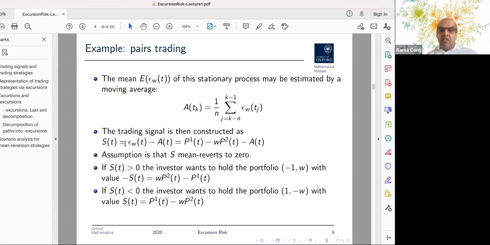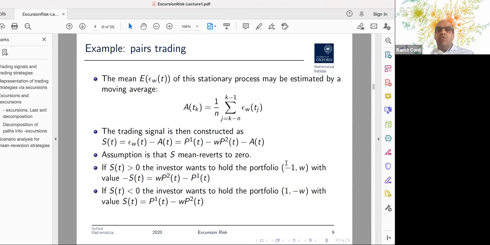And then from then on, it's exactly what I was saying. If this signal is above zero, you expect it to go to zero. So if you hold the position which gains from this forecast, then that's a good strategy. And if it's below zero, you expect it to go up to zero. So you do the following. If the signal is positive, you try to profit from the expected mean reversion to zero, so you want to short this portfolio P1 minus WP2. So you want to hold the portfolio minus 1, W.